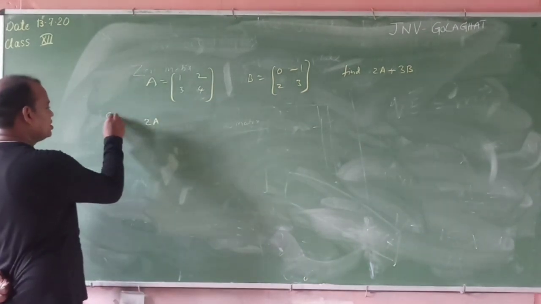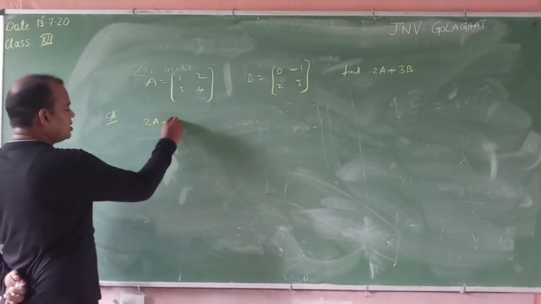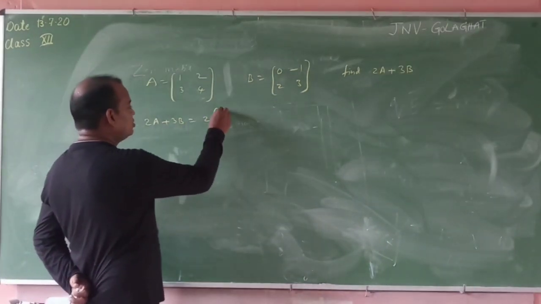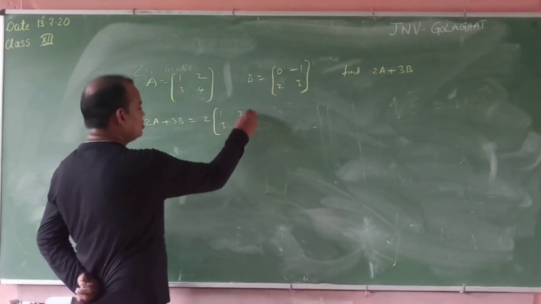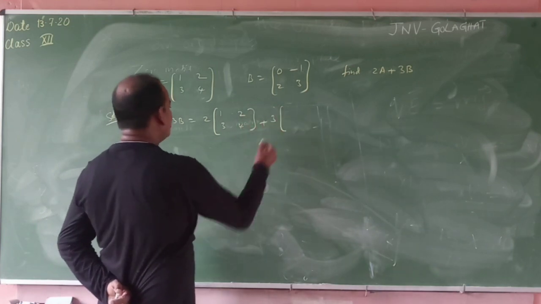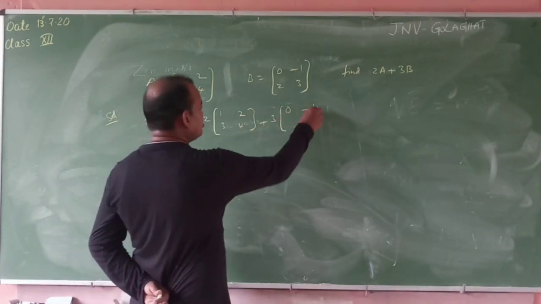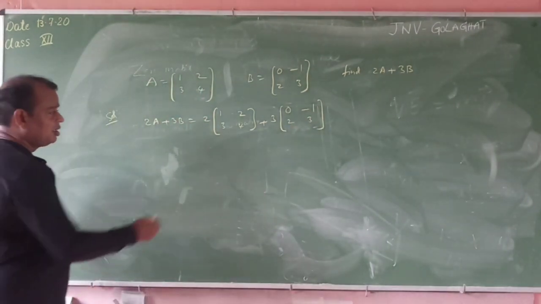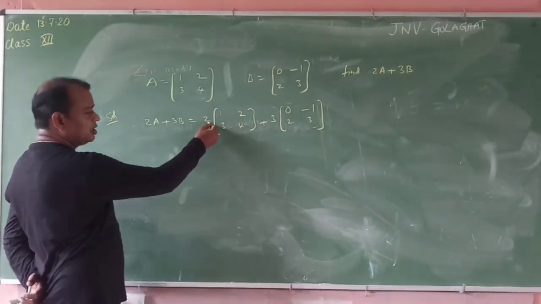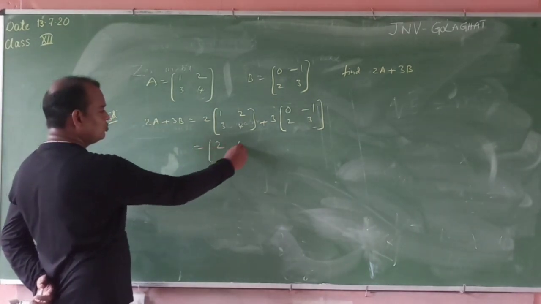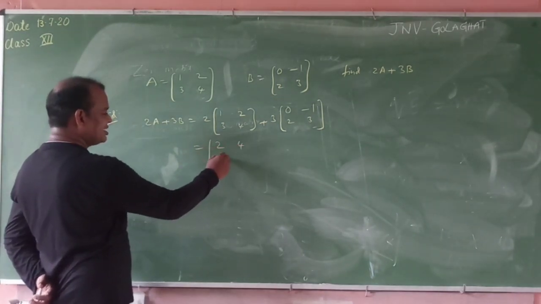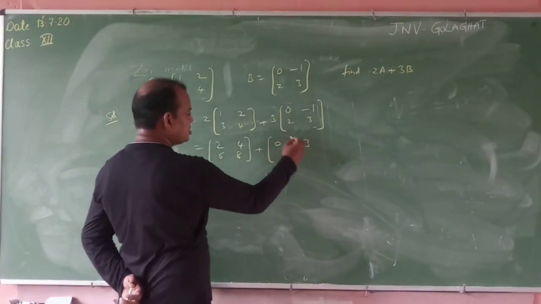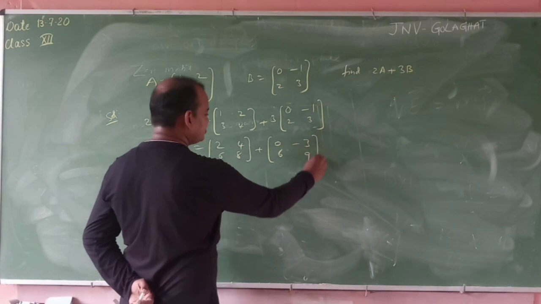Now solution: 2A plus 3B is equal to 2 into the A matrix 1 2 3 4, plus 3 into the matrix B, 0 minus 1 2 3. Now every element of the matrix is multiplied with 2: 2 4 6 8, plus 3 into 0 minus 1 2 3 gives 0 minus 3 6 9.